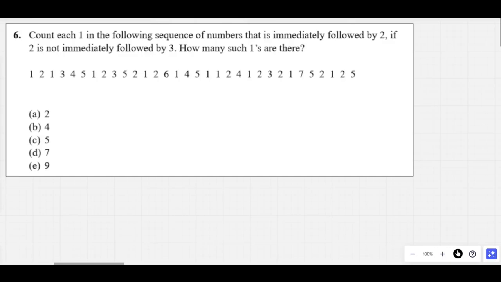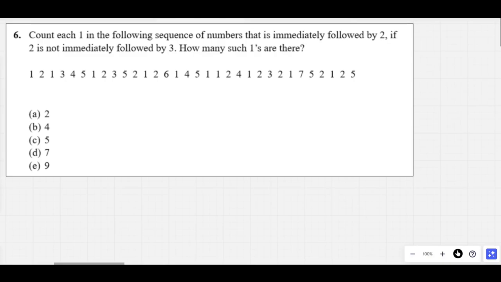Hi friends, we are going to solve more questions on number, ranking and time sequence series. Let's dive right away. We have a question here. Count each one in the following sequence of numbers that is immediately followed by 2. If 2 is not immediately followed by 3, how many such ones are there?